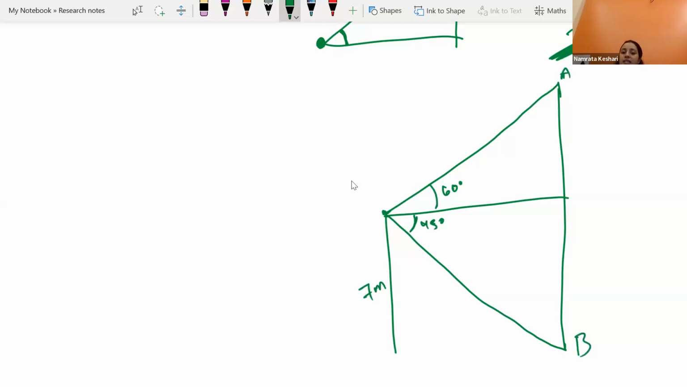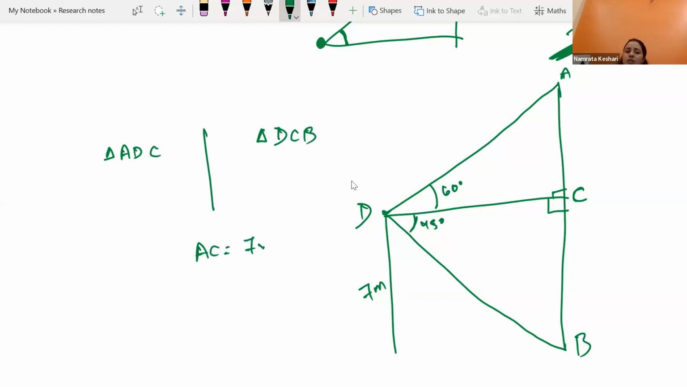We realize that there are two right angle triangles, and we have taken that as it is without drawing any parallel line. Here we have taken triangle ADC, and triangle BCD, and we ended up getting the height AC as 7 root 3, and hence AB, the complete length, we got 7 plus 7 root 3.